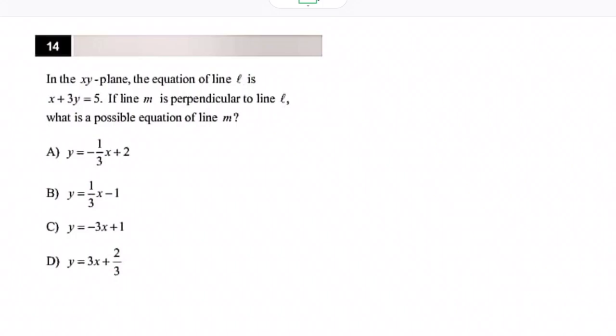In the xy plane, the equation of line L is x plus 3y is equal to 5. If line M is perpendicular to line L, what is the possible equation of line M?